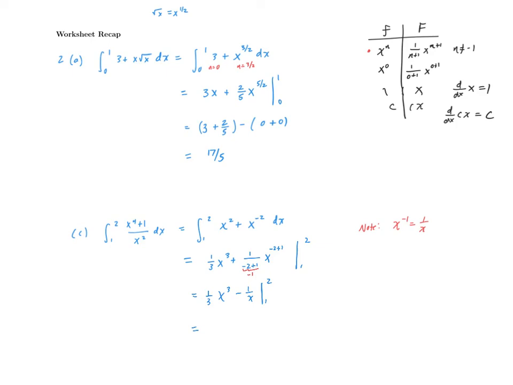So we substitute in x equals 2. Minus sign, we substitute in x equals 1. And I would leave it precisely in this form. If you want to do a little bit of arithmetic, you're certainly more than welcome to, and it will become 17 over 6.